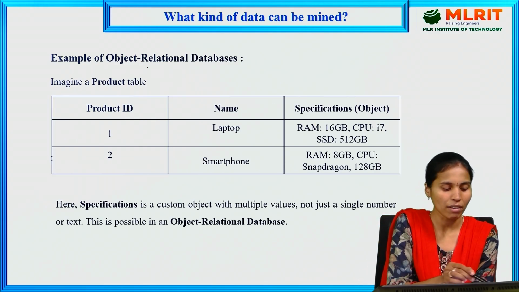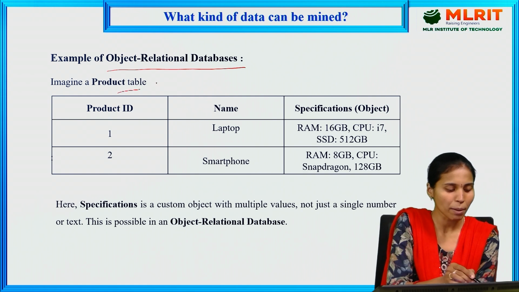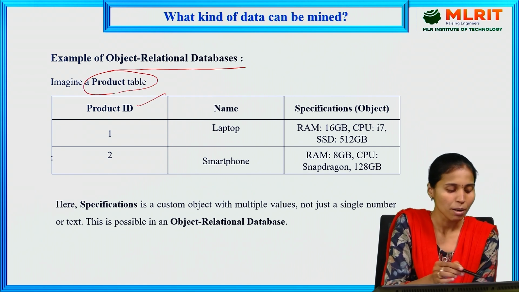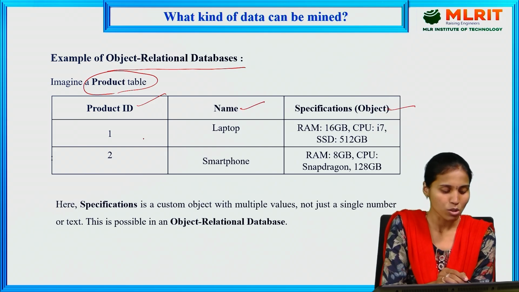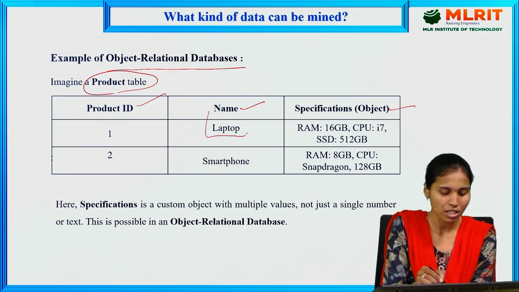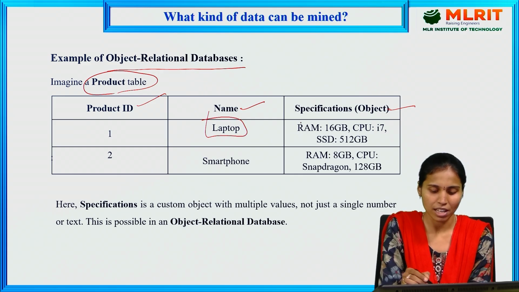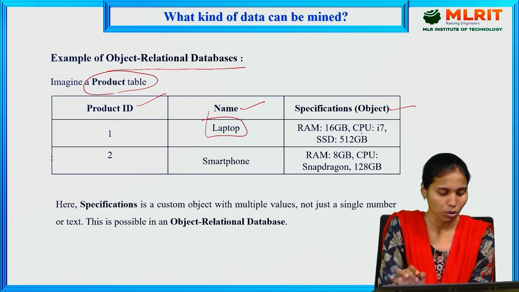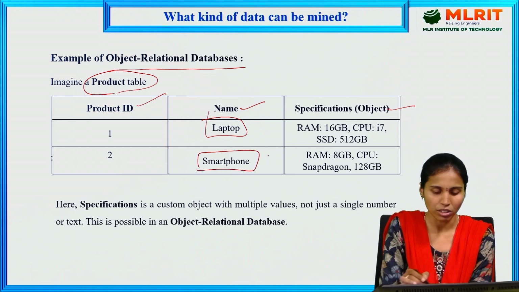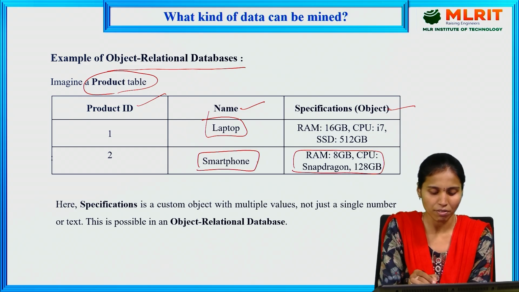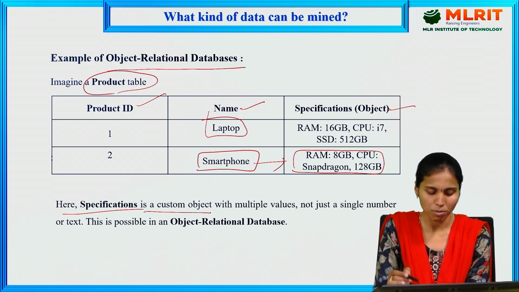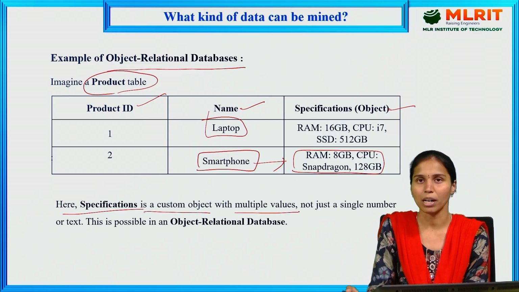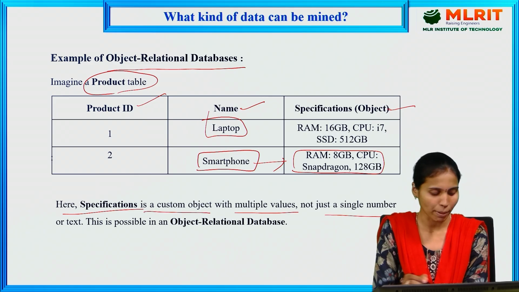So example of object relational database, imagine a product table. In this product table we have 3 columns: product ID, product name and specifications of that object. For the first product ID, the name is laptop. These laptop specifications are RAM, SSD, CPU, and so on. Second is a smartphone. These are the specifications of smartphone. Here specifications is a custom object with multiple names and multiple values, not just a single number or text.